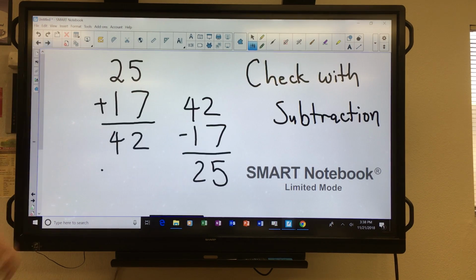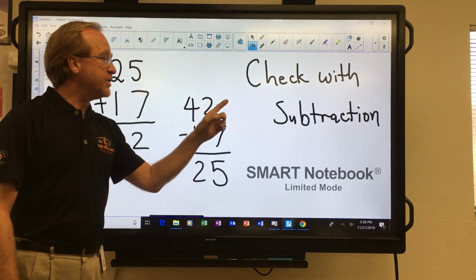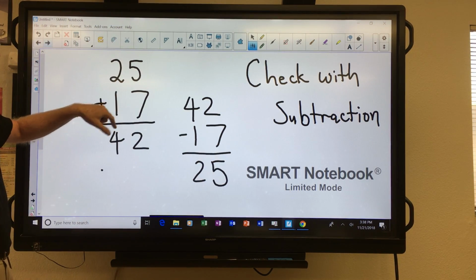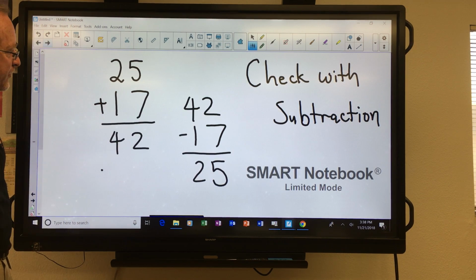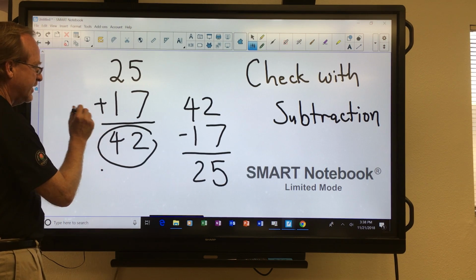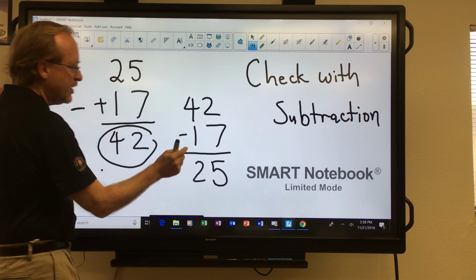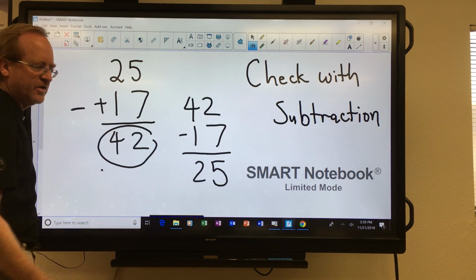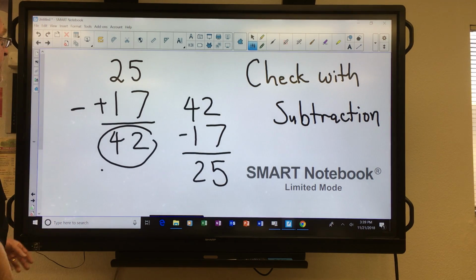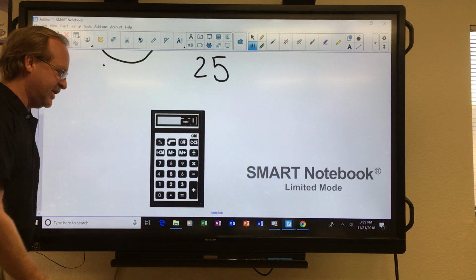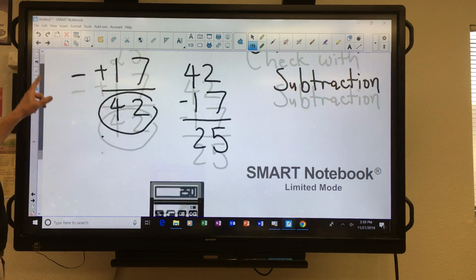Oops, I'm sorry, there is one more thing. When you're doing addition, you can always check it with subtraction. Example, 25 plus 17 is 42. Now if you take your answer and subtract the number in the middle, you'll go back to what you started with. So 42 minus 17 is equal to 25. That's kind of a neat little thing you can do to check and see if you've got the right answer. Of course, you can always use a calculator too, but don't tell anybody I told you to do that.